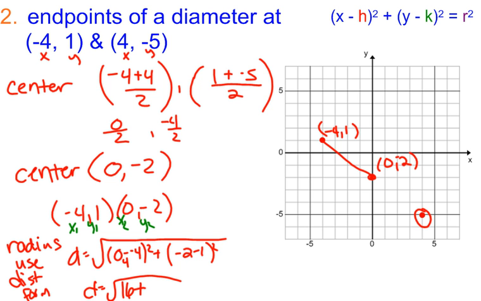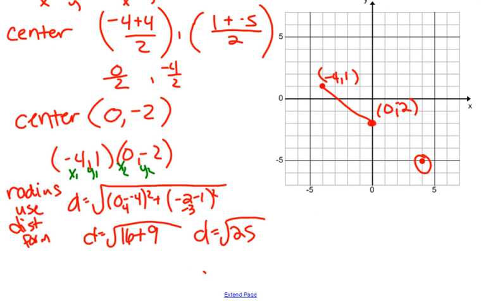And then negative 2 minus 1 is negative 3. Negative 3 squared is 9. So my distance would be the square root of 25, which is 5. So my distance, which in this case really is my radius, is 5. Now that I found both of those, I can actually write the equation for this circle.